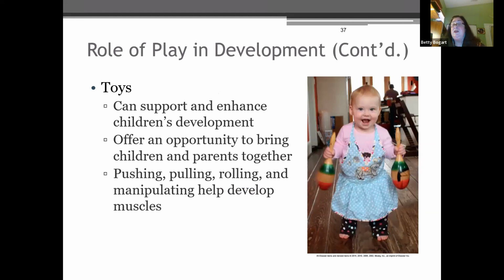Toys, what they do is you put them in front of them, they're going to try to crawl there. It helps them with moving, pulling, all of those things with development. And I think this is a great thing that says it offers an opportunity to bring children and parents together. You're sitting there rattling the little thing and talking with them and playing music and singing and all of those things. And that child's going to sit there and coo and smile and laugh.